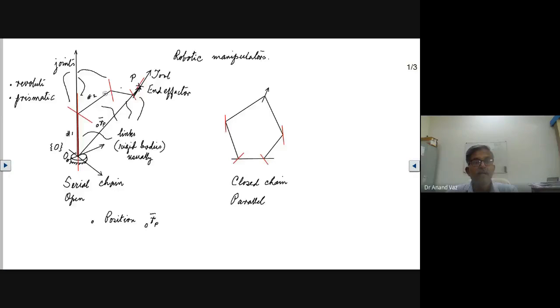But as this point moves, we need to understand what is the position of this point with respect to the inertial frame, if the position of this point in the respective link frame is provided. So this is the reason why we try to understand the representation of position. And because we are going to use the matrix representation, we are going to do computation. And so we are going to specify this mathematically as a vector.